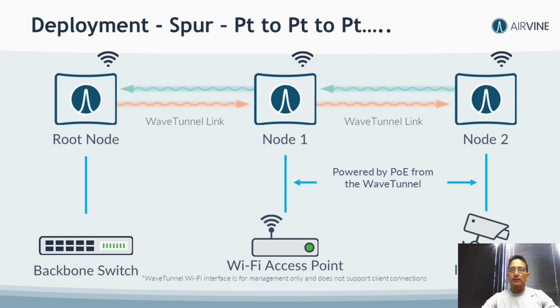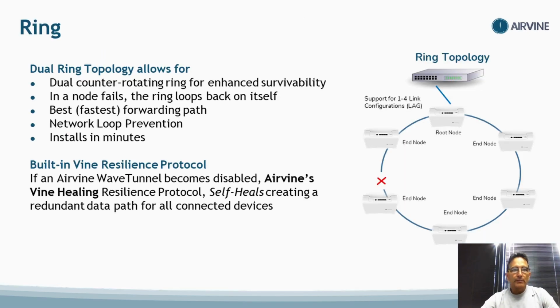Let's look at a ring topology. The dual ring topology allows for counter-rotating rings because remember, we're transmitting and receiving in each direction simultaneously. The idea here is if you need extra availability or resiliency, then you deploy your WaveTunnel network into a ring format. That way, if there's a connection lost, somebody puts that steel cabinet up in between you, anything that can break that link, the ring will detect it and send the traffic in the opposite direction. Very similar to the Ethernet ring protection protocol that many of you are familiar with. We're just doing it wirelessly.